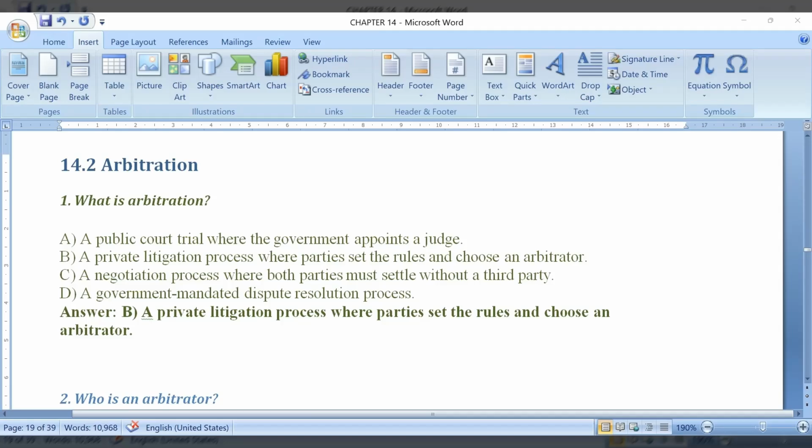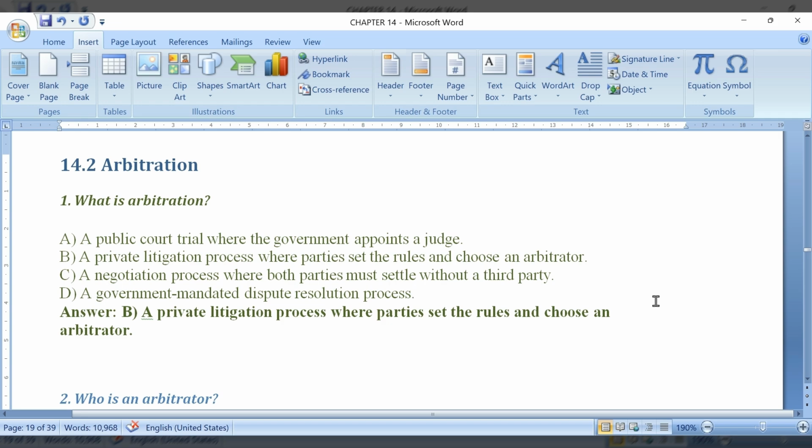Section 14.2. Arbitration. 1. What is arbitration? A. A public court trial where the government appoints a judge. B. A private litigation process where parties set the rules and choose an arbitrator. C. A negotiation process where both parties must settle without a third party. D. A government-mandated dispute resolution process.